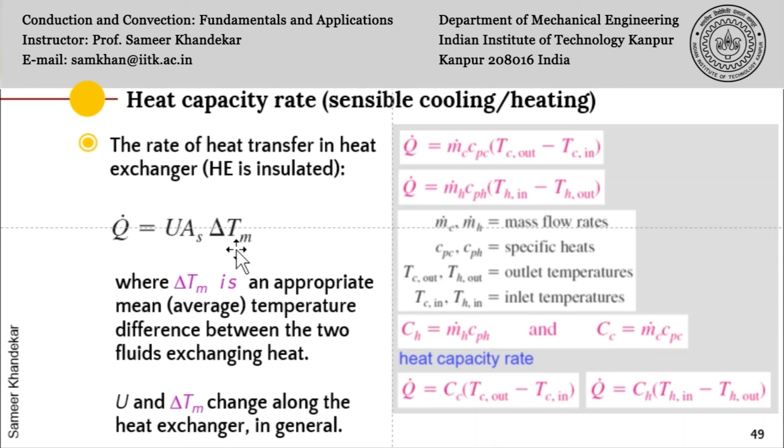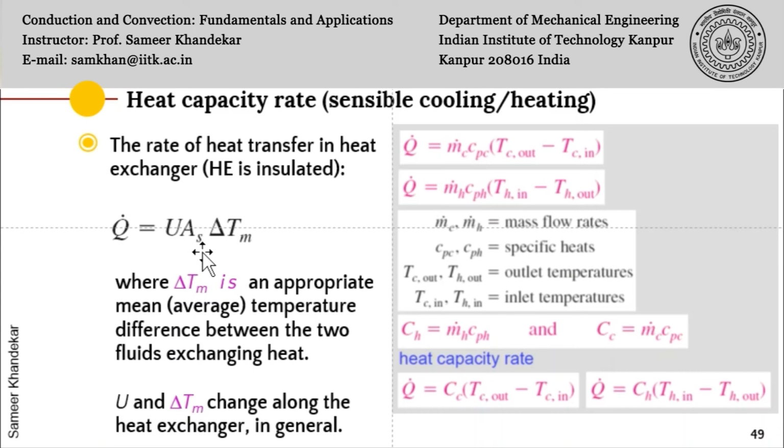So delta Tm is the appropriate mean temperature which is applicable throughout the heat exchanger. And we have seen earlier that it is the logarithmic mean temperature which is the true indicator of the mean temperature, because as you are aware, the temperature actually changes in a typical heat exchanger as it flows. Now under certain circumstances, the temperature difference may not change also, which we will see soon. So in general, this U, which is the heat transfer coefficient, and delta Tm change along the heat exchanger. Of course, the area of heat exchange As remains constant once the heat exchanger is defined or designed or chosen.